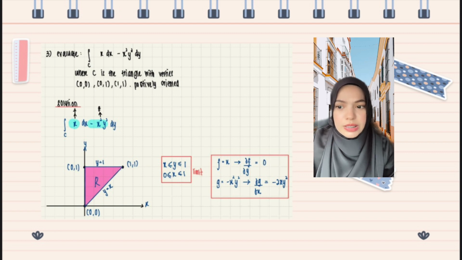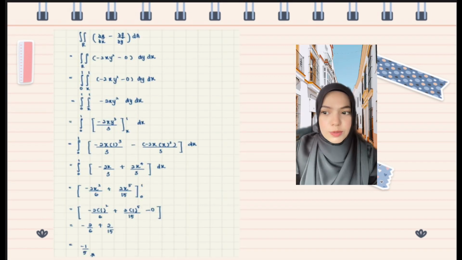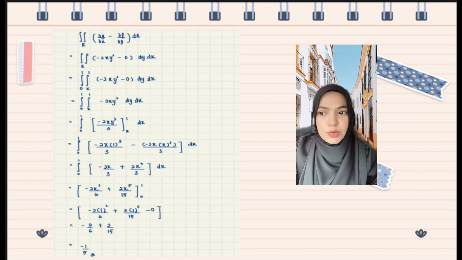The next step is we differentiate f with respect to y, ∂f/∂y, and we get 0. Next, we differentiate negative x²y². In terms of ∂g/∂x, we get negative 2xy². Okay, next, we integrate ∂g/∂x minus ∂f/∂y, which is negative 2xy² minus 0 dy dx. We get the integral of negative 2xy² dy dx.